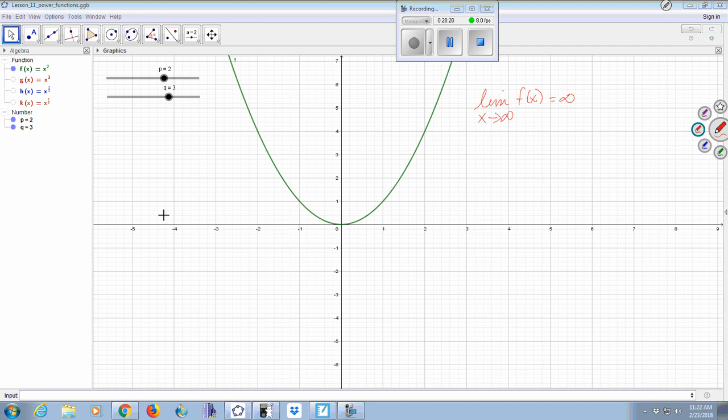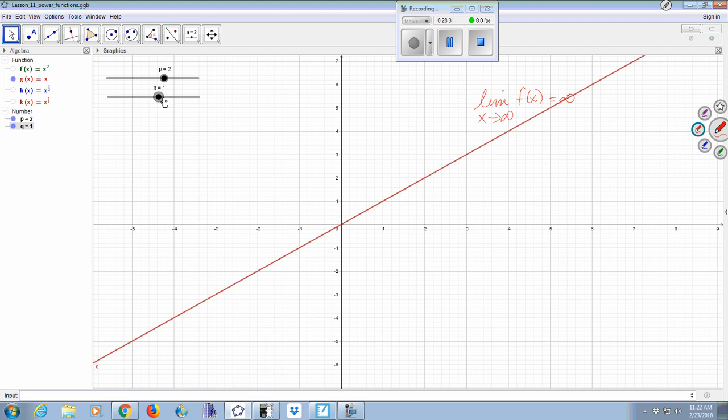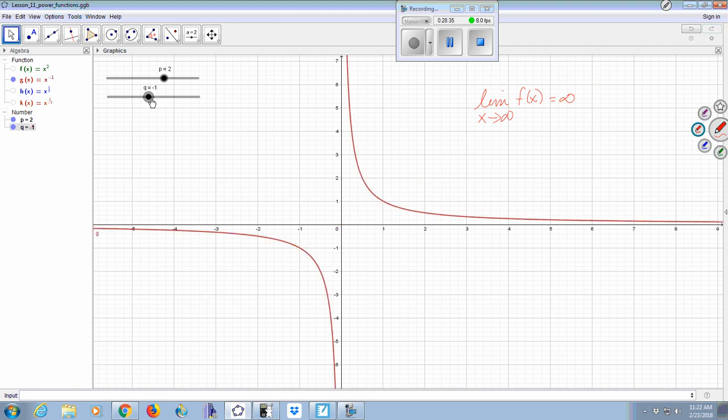Negative what? Negative odd. Okay, well, here I have my odd. g of x is my odd. And here's my slider. So we've got to go negative odd. There's one. So hopefully my next... Ooh, there's a negative odd. What kind of picture is that?